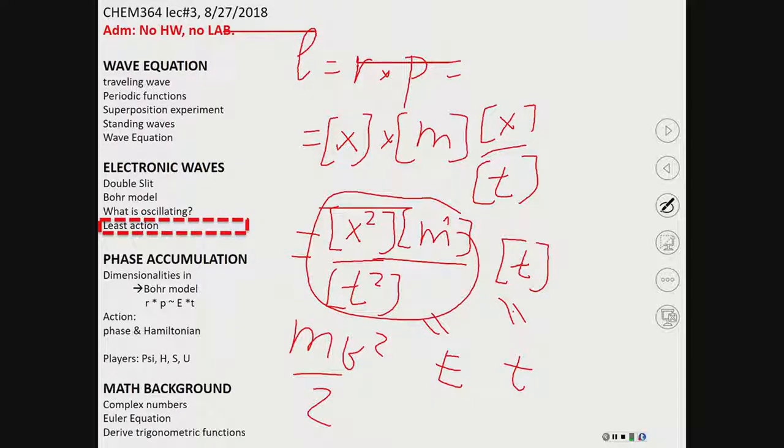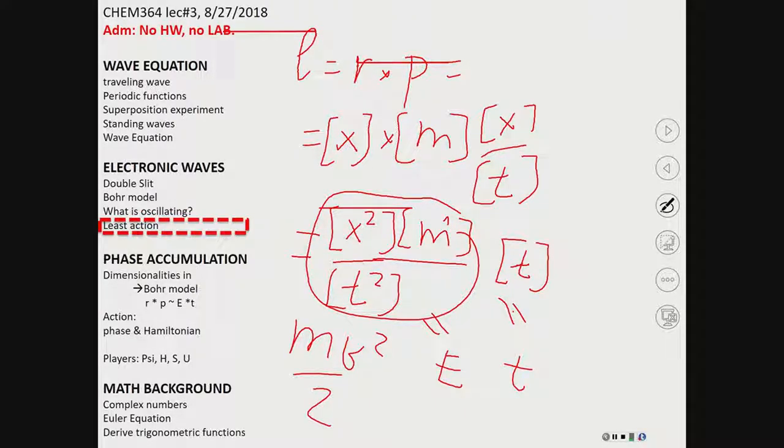Angular momentum is an important part of Bohr model, on one hand. Action is an important part of theoretical mechanics. By coincidence, both angular momentum and action do have the same dimension. This is a big prompt for us to develop an actual equation for that.